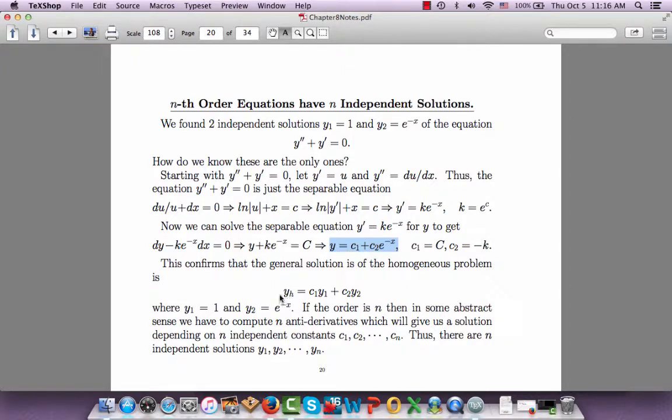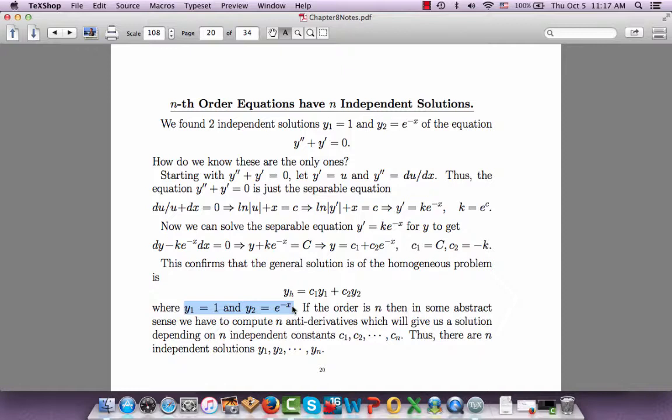So again, this confirms that our solution to our homogeneous equation is just a linear combination of those two functions we found. The function y1 is just 1. The function y2 is the function e to the minus x, just like we found just by easily looking at the equation in the last slide.